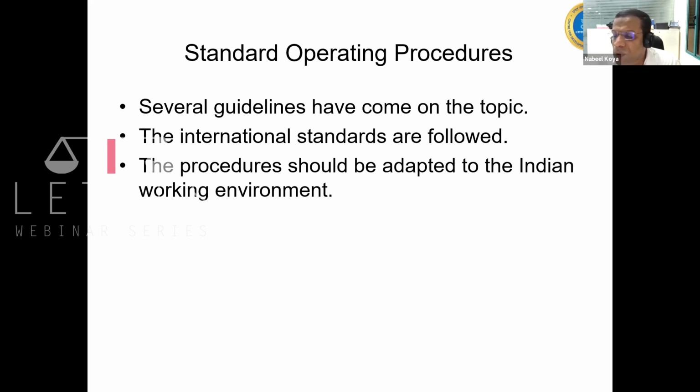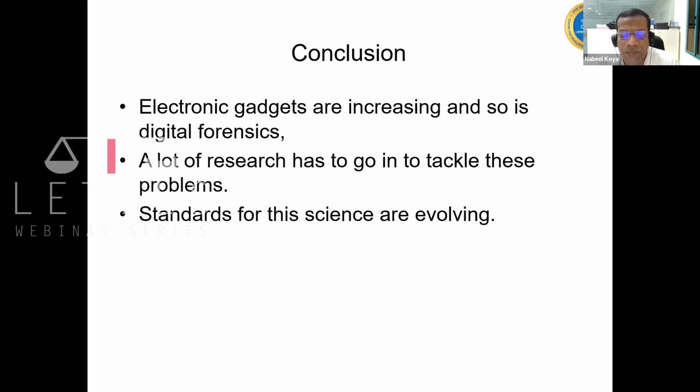And guidelines have also come in, and how they have to be adopted to the Indian context. It's still a growing area where policies are revamped and again put into practice. So with that, I'm about to conclude my session.